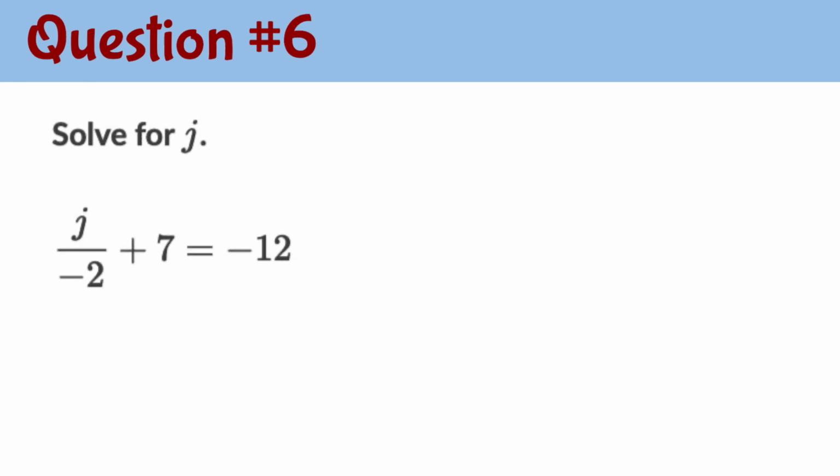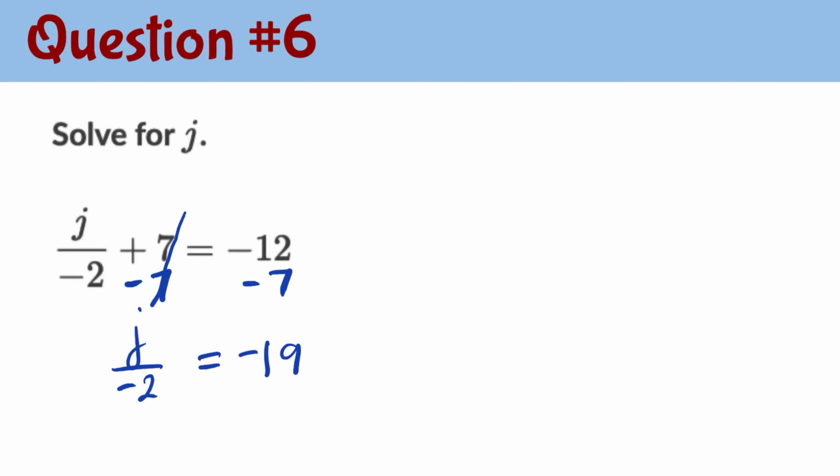Question number 6. Solve for j in the equation j divided by negative 2 plus 7 is equal to negative 12. So in this equation, the inverse of plus 7 is minus 7. So we subtract 7 from both sides, and we will have j divided by negative 2. 7 and negative 7 is 0. Is equal to negative 12 minus 7, which is negative 19.